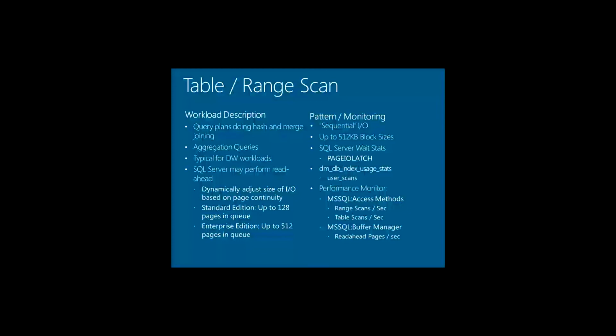There's a SQL Server statistic, dm_db_index_usage_stats, that will look at some of the statistics for how you're using your indexes, including user scans. Access methods counters have range scans per second and table scans per second, which will look at how many times you're scanning your sets of data. Readahead pages in the buffer manager counters will tell you how much you're getting from your Readahead within SQL Server, because again, SQL Server has its own buffering to try and keep ahead of that.